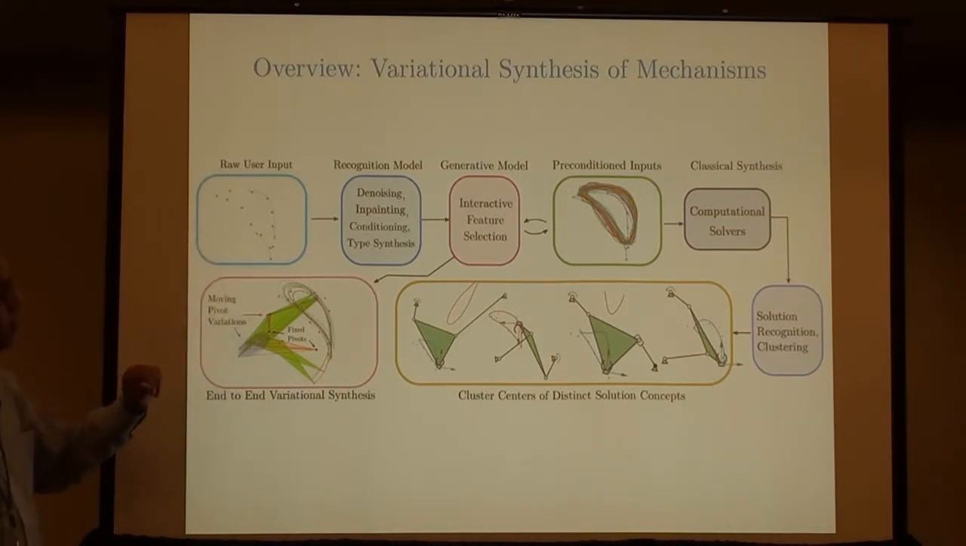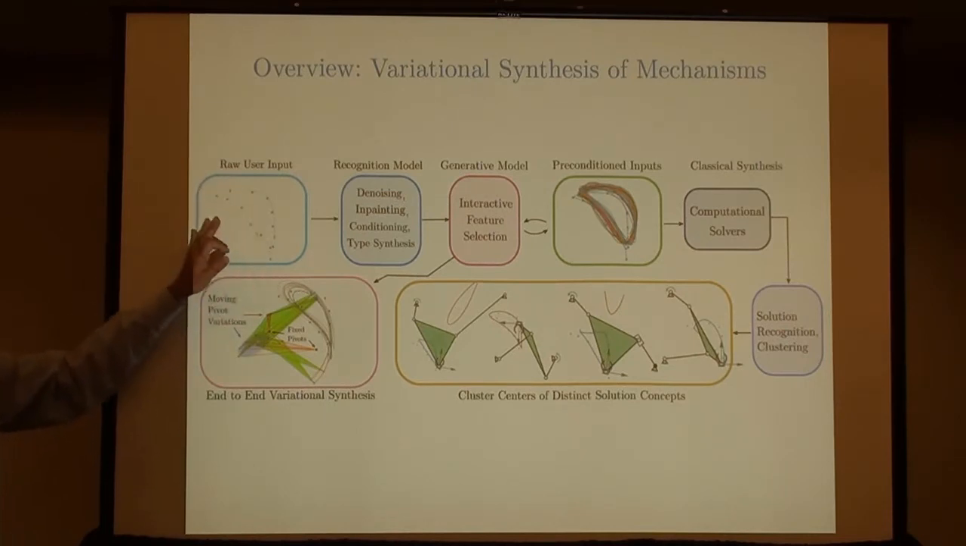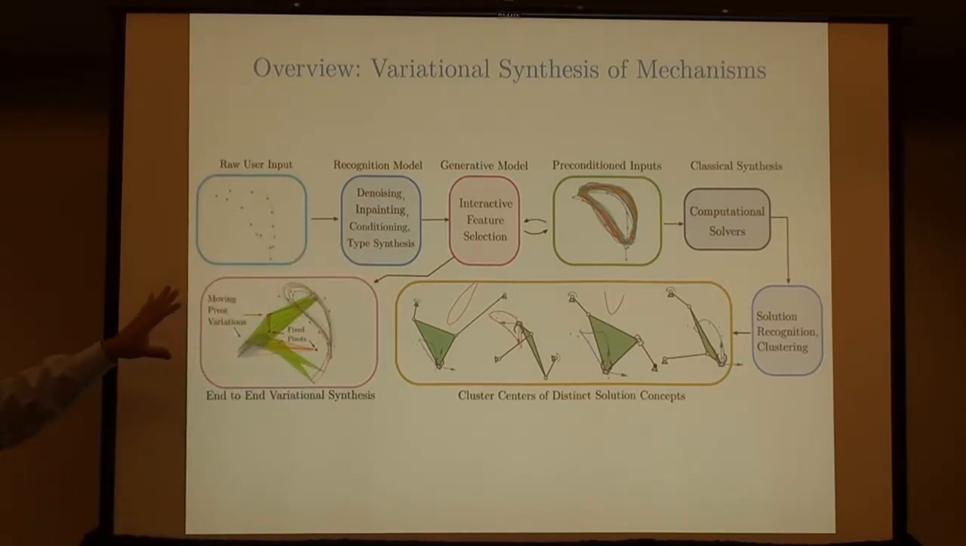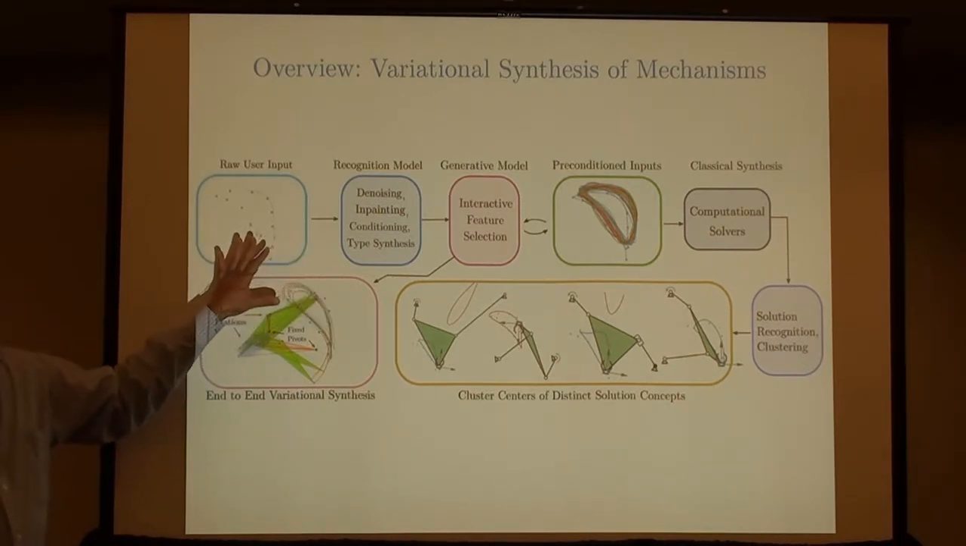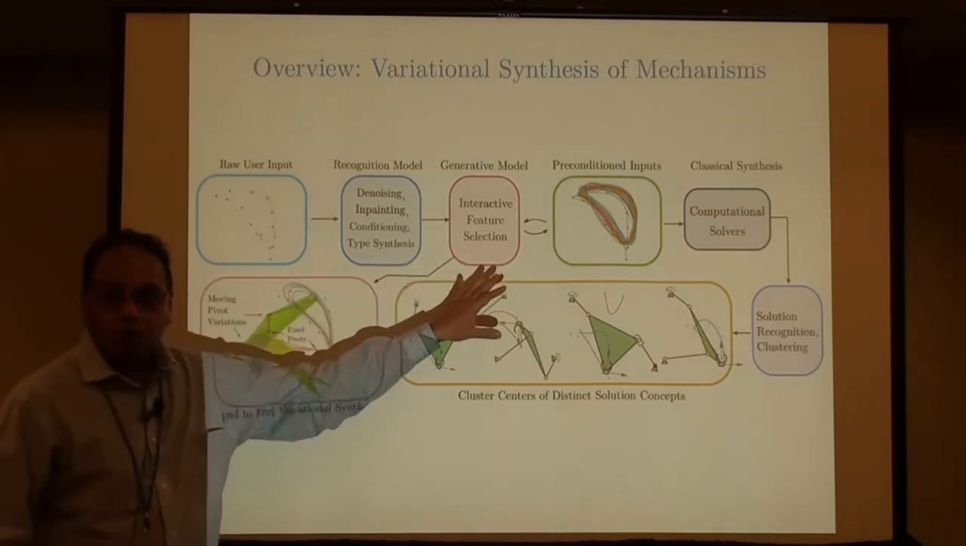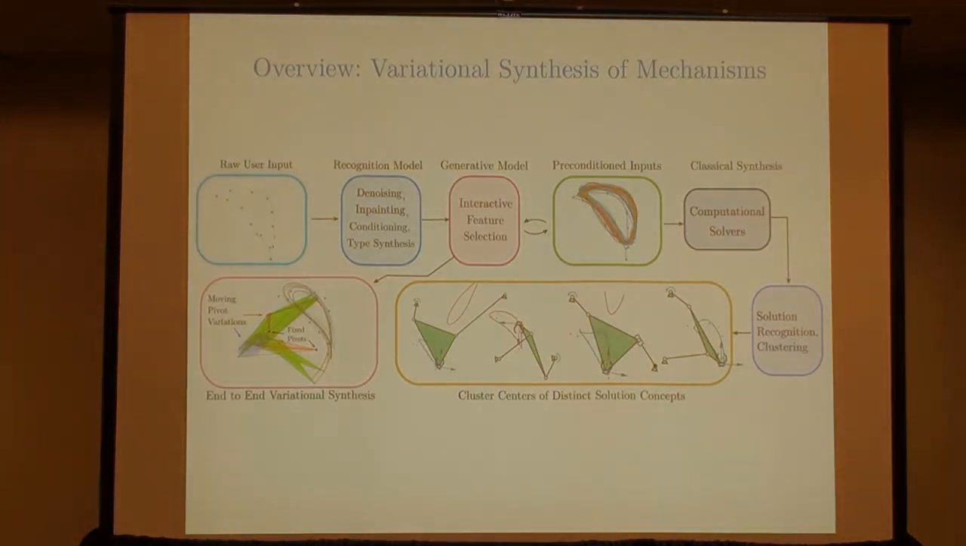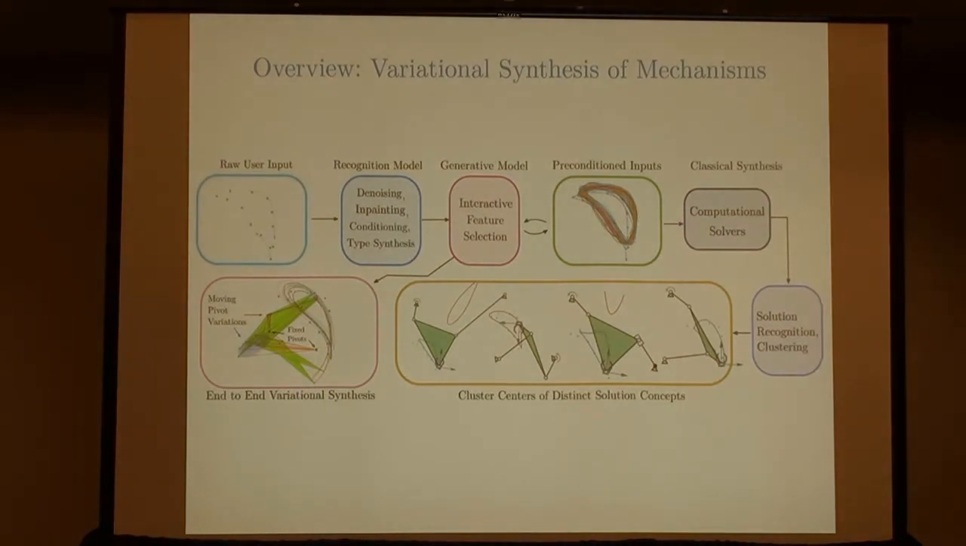So let me explain this very quickly as to what's going on here. If you give me a raw user input, and let's say these are just a bunch of dots that potentially represent a path that you want your mechanism to go through, a couple of particular points, then a recognition model should be able to recognize what kind of input it is and if it is a good input or not. So assuming that the network has already been trained to know what are the good paths that can be done by a 4-bar or a 6-bar, it can provide some feedback to the user, okay? The generative model will allow you to pick something in the vicinity. And this is more like a high dimensional space which is capturing the salient features of the input.